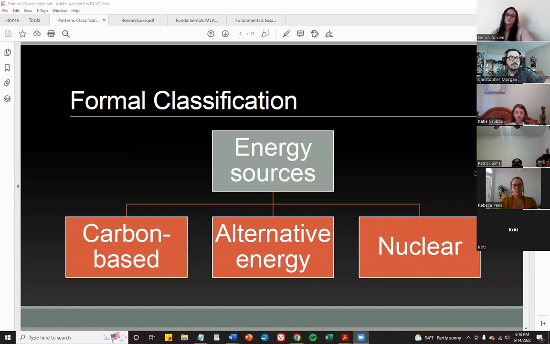And then other things are just carbon-based energy, right? These are like natural gas, petroleum, coal. I think that's the only three that go in that category. And then, you know, other things that are not nuclear or carbon-based, these are things like solar, tidal, all different kinds of water power, right? It could be hydroelectric. Geothermal is, it's not really tidal, but it has to do with like hot springs.